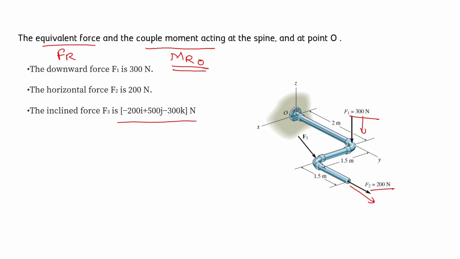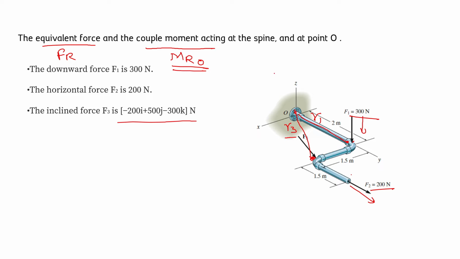Now, in order to find the moment of the resultant force, we must know the moment of the component forces. For that, we'll use the position vectors, where R1 would be the position vector of the point at which force F1 is acting, R2 would be the position vector of the point at which force F2 is acting, and R3 would be the position vector of the point at which force F3 is acting.